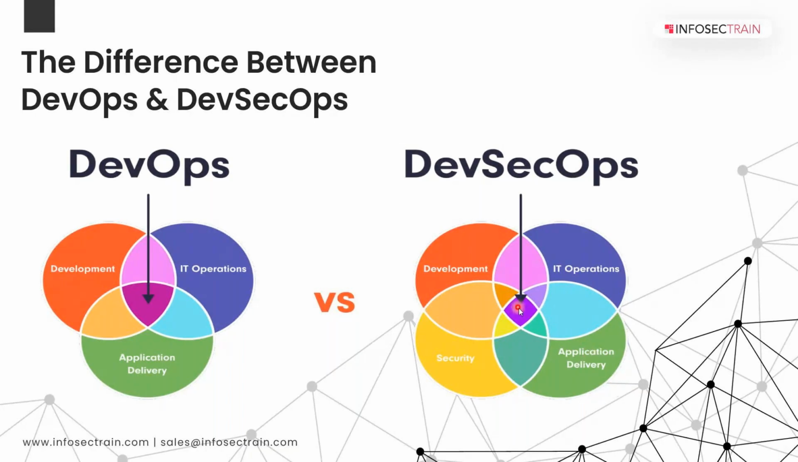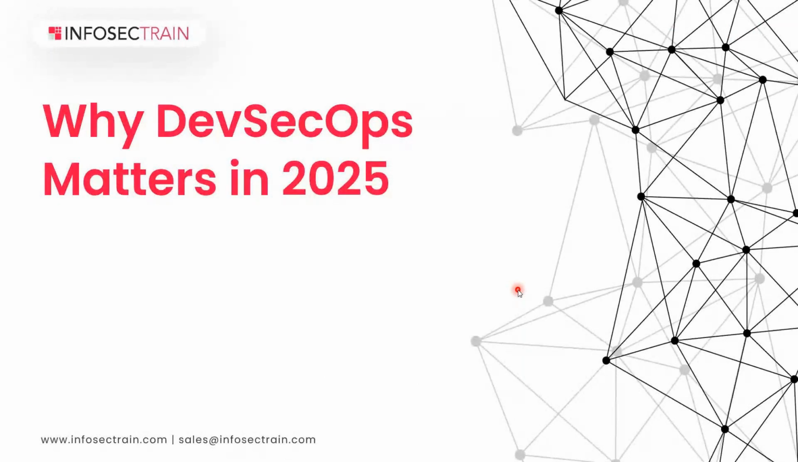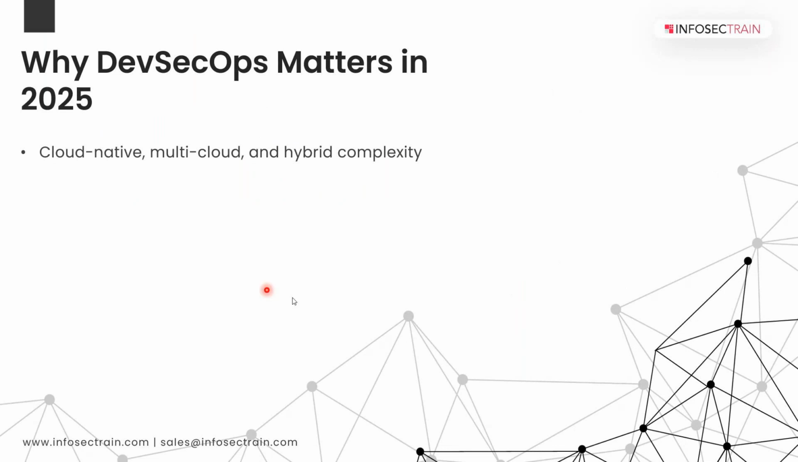So this particular intersection of all these areas, we are calling it DevSecOps. And why DevSecOps matters in 2025, why you have to learn DevSecOps in 2025, is because we have entered into this cloud native environment, where we are dealing with multi-cloud and also this hybrid complexity. Then the security breaches are more sophisticated nowadays.